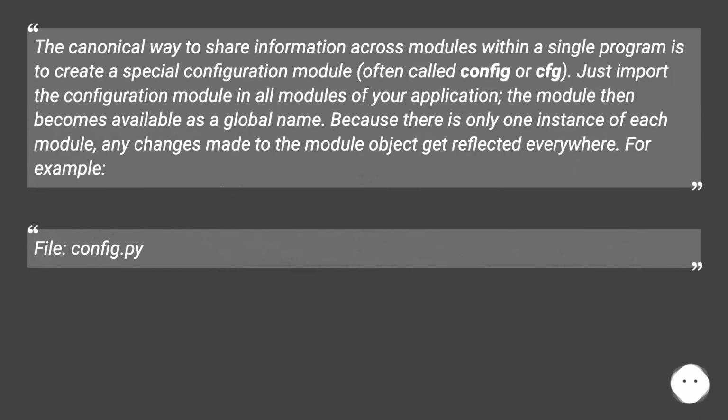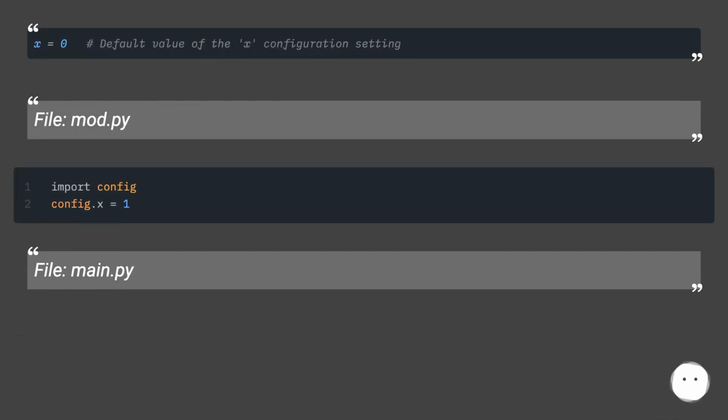The canonical way to share information across modules within a single program is to create a special configuration module, often called config or cfg. Just import the configuration module in all modules of your application. The module then becomes available as a global name. Because there is only one instance of each module, any changes made to the module object get reflected everywhere. For example, file config.py, file mod.py, file main.py.